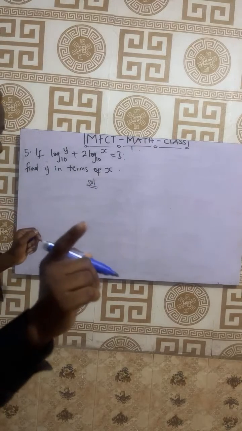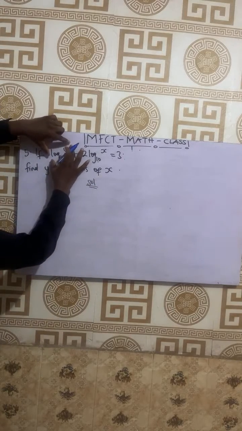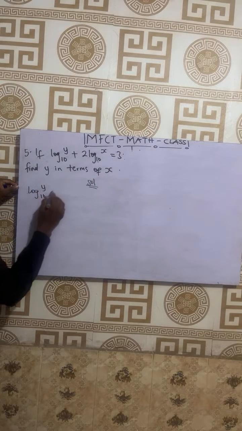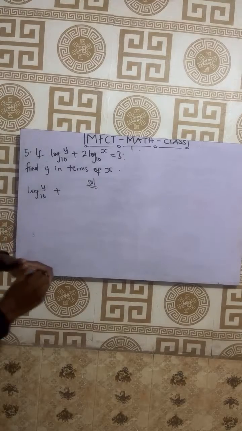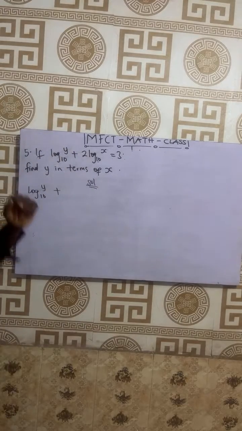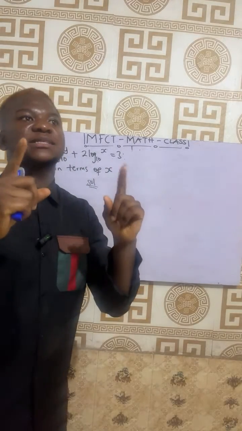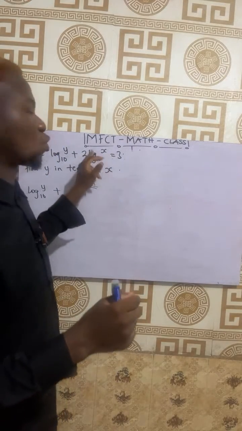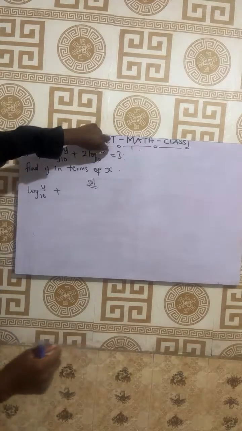Guys, look at what I'm going to do. You know, this is the first part of the question. That is log y base 10 plus. This is the other part of the question. So there is one rule of logarithm that says when we have a coefficient, that coefficient can become the power.